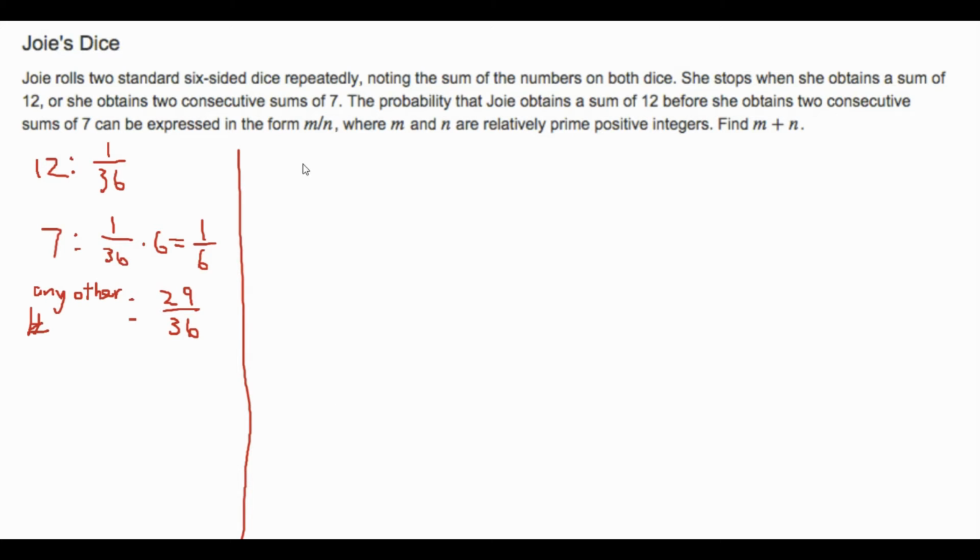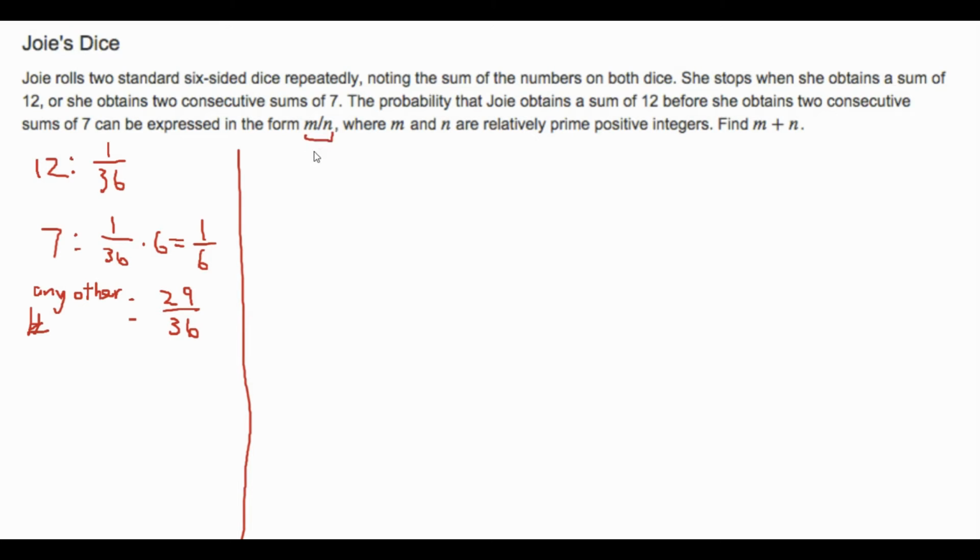So to start off, we want to find the probability of something happening before something else, and the rolls may go on for just 2 rolls, or it may go on for like 100 rolls. So we don't know. But if we just calculate it directly, then there'll be way too much casework. So instead, let's define a recursive formula.